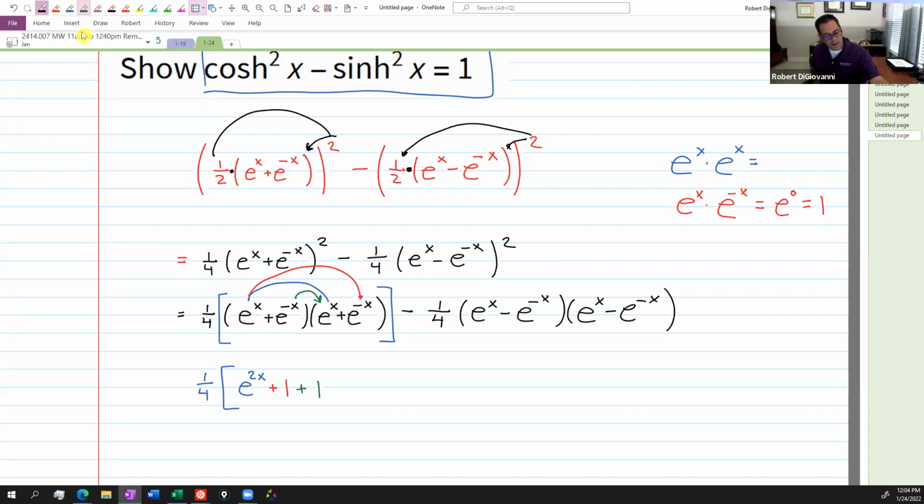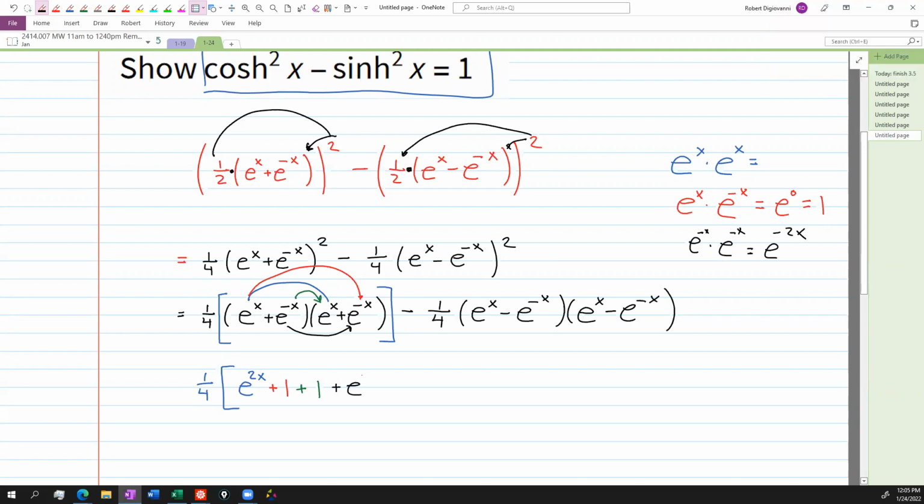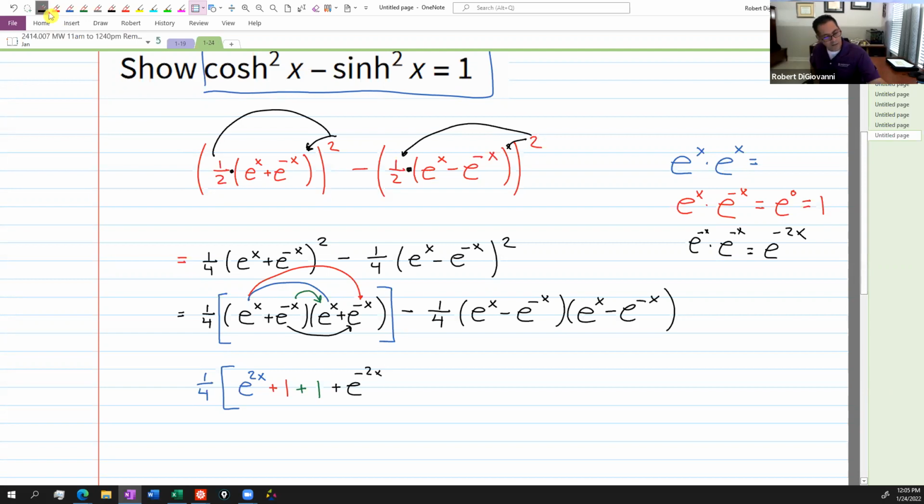And then careful on the last one here, e to the negative x times e to the negative x is e to the negative 2x, right? Because you're adding the exponents. So plus e to the negative 2x. Now, all of that had a 1/4 in front of it, right? I'll take care of that in a minute. Minus 1/4. And then over here, when we do this, it's very similar to what we just got, isn't it? The first multiplication gives us e to the 2x.